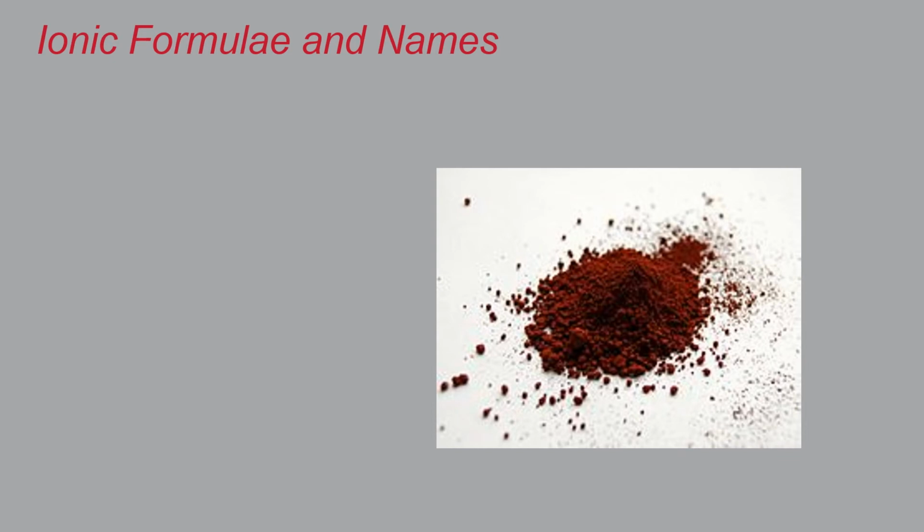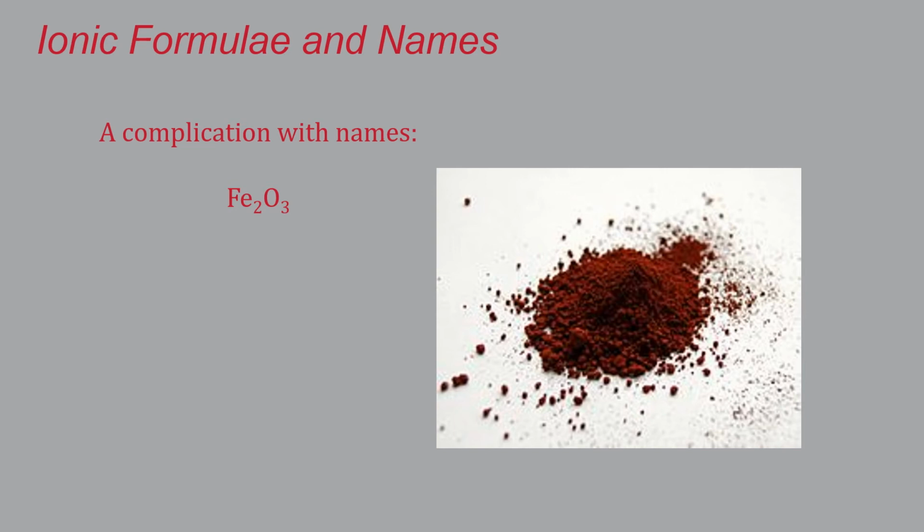So, there's a complication. What if it is one of those nasty type 2 ions that can adopt more than one charge? And this dull red powder here is an example of that. This is Fe2O3, commonly known as rust. Now, from this formula, you should be able to tell me what the charge on the iron is. So think about that for a sec.